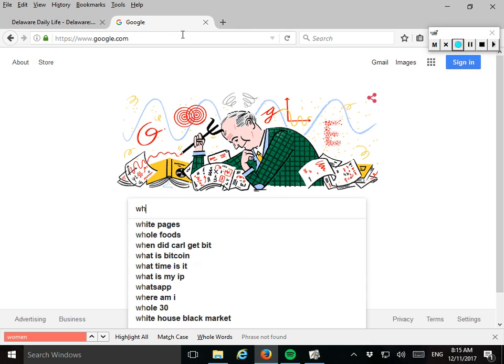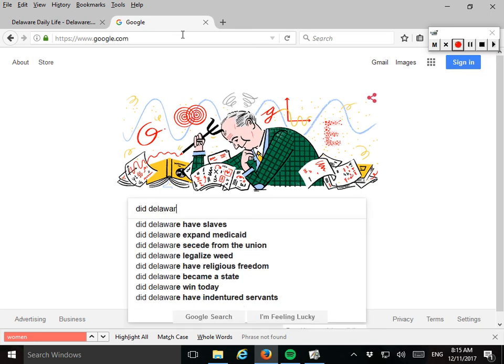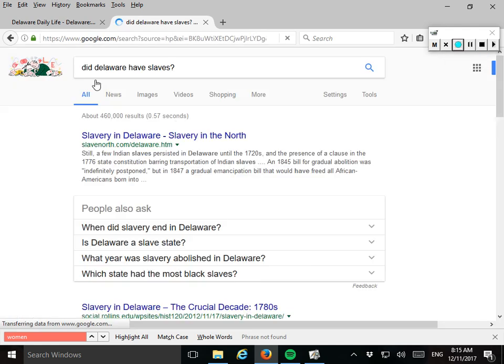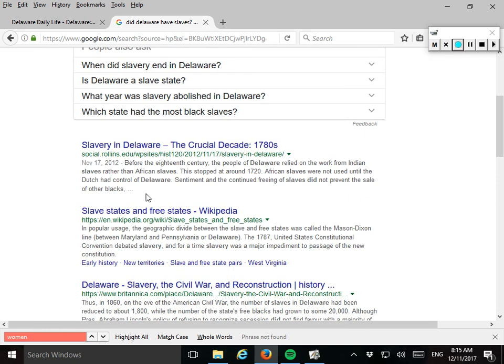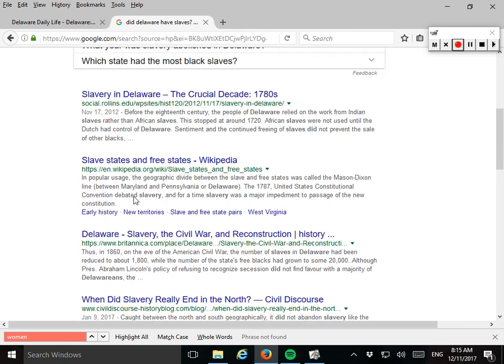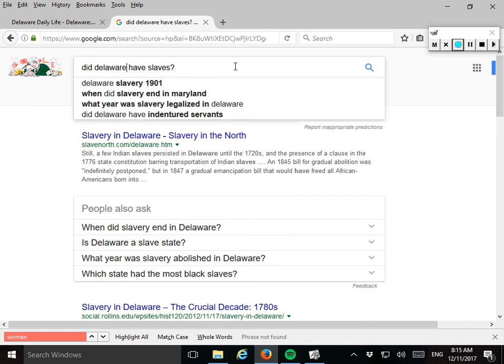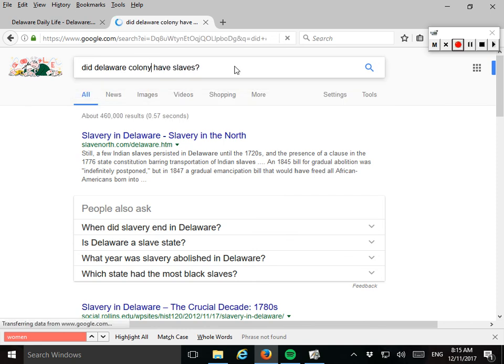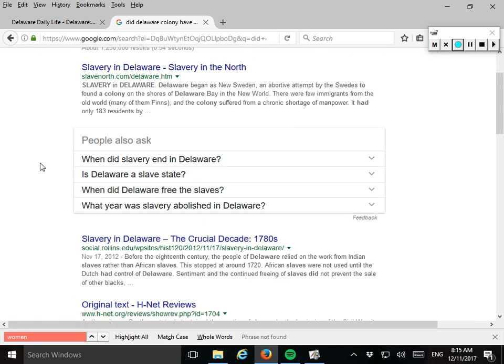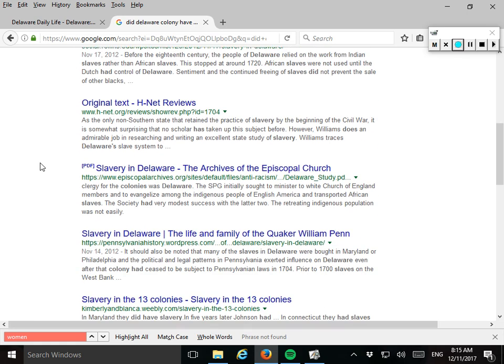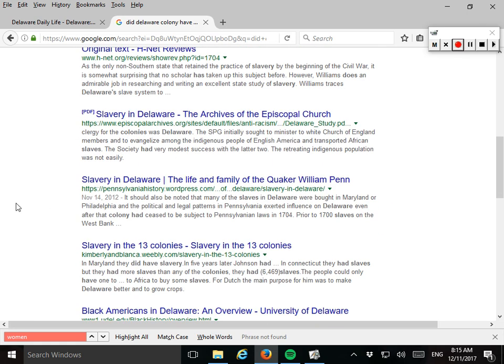I'm going to try, did Delaware have slaves? Let's try that one. Now, I'm noticing still a few Indian slaves persisted until the 1720s and the presence of the clause. Okay, so this is telling some things about slavery in Delaware. This is awful. Late, and we go into the 1800s. So I guess maybe I need to change to not just did Delaware have slaves, but did Delaware colony have slaves? So now I've got some different answers, but it still is not giving me too much information.